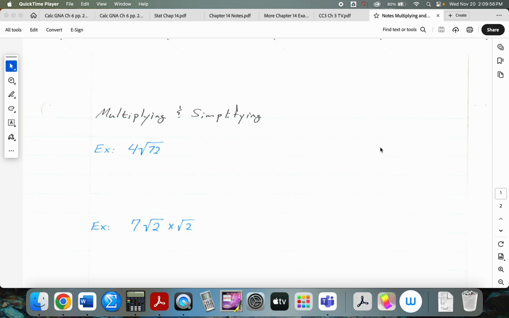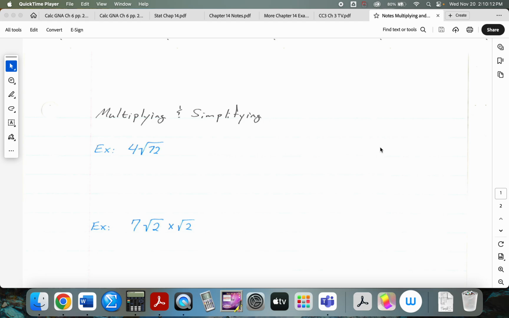All right, the other day we learned how to simplify square roots. Today we're going to learn how to multiply and divide square roots. This is a skill that you'll need for tomorrow's lesson. Okay, so let's take a look.